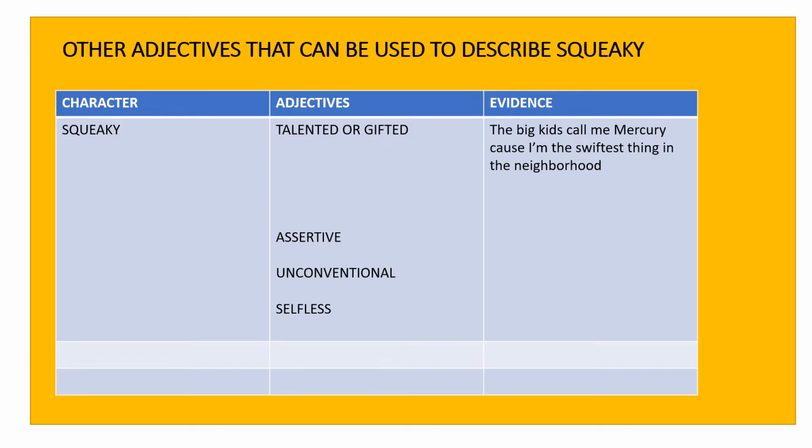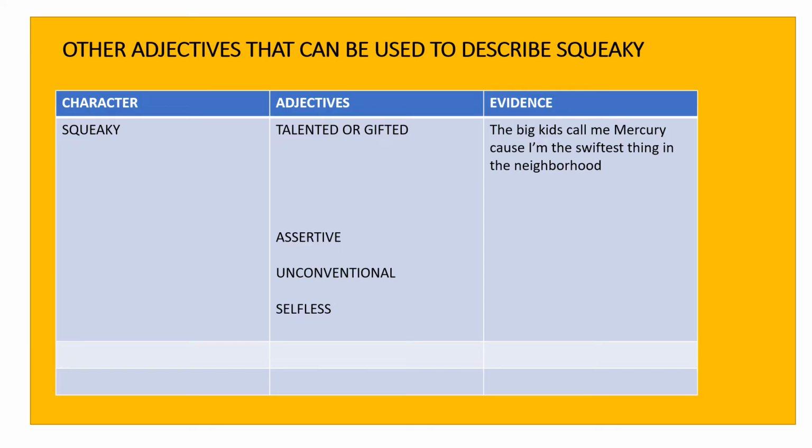Then we have all the adjectives that can be used to describe her, right? Appropriate adjectives. So, we have talented or gifted. And we say that she's gifted or talented in the field of athletics. So in track and field, she is a great runner. And as a result of that, we notice that the big kids call her Mercury because she's the swiftest thing in the neighborhood. So she's very fast on her feet, like a lightning bolt, and she's able to outrun anyone in the neighborhood except for her father.